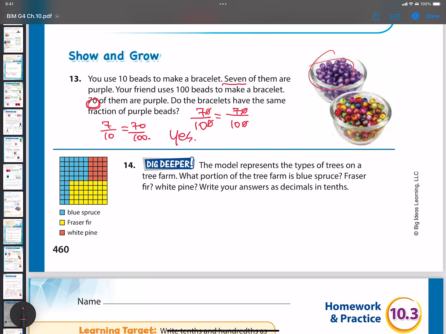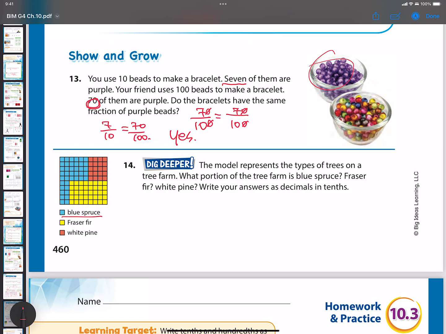All right, number 14. The model represents the types of trees on a tree farm. What portion of the tree farm is blue spruce, Fraser fir, and white pine? Write your answers as decimals in tenths. Okay, let's go ahead. Decimals in tenths.